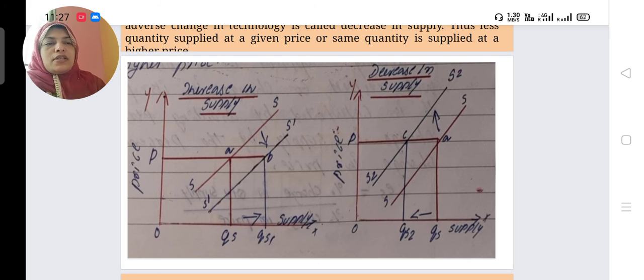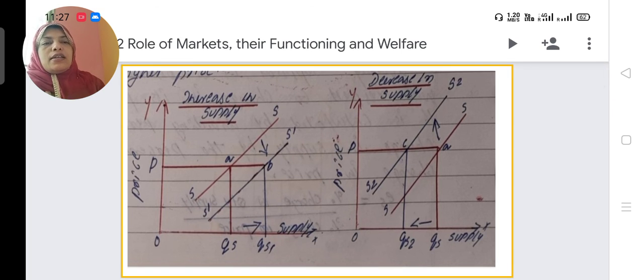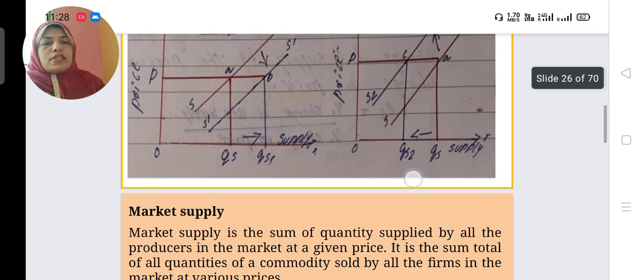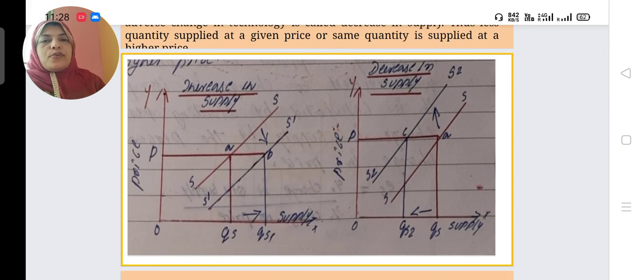First, when the price was OP and quantity was OQS, the supply curve was SS, meeting point A. Then supply reduced to OQS2, then supply curve is S2S2. Its meeting point is C. Then movement from A to C is called decrease in supply. So these are the topics related to changes in supply.